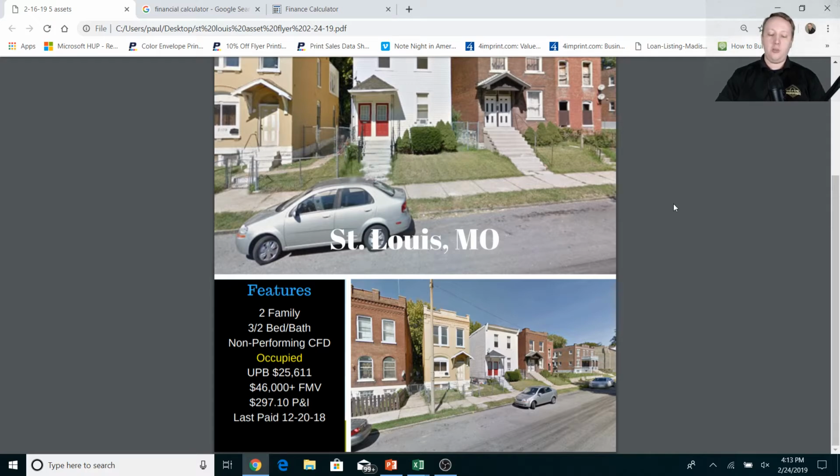It is occupied, and the UPB is $25,611. The fair market value is anywhere from $46,000 to $64,000. The P&I, the monthly payment, is $297.10, and they last paid on December 20th, 2018. So they're a little over a year late, but they've been trying to make payments recently, so hopefully we can get them caught up, and this will be a really nice win-win for everyone involved.